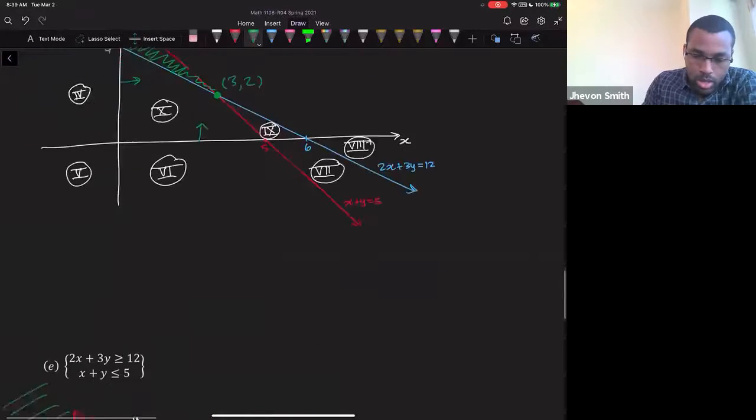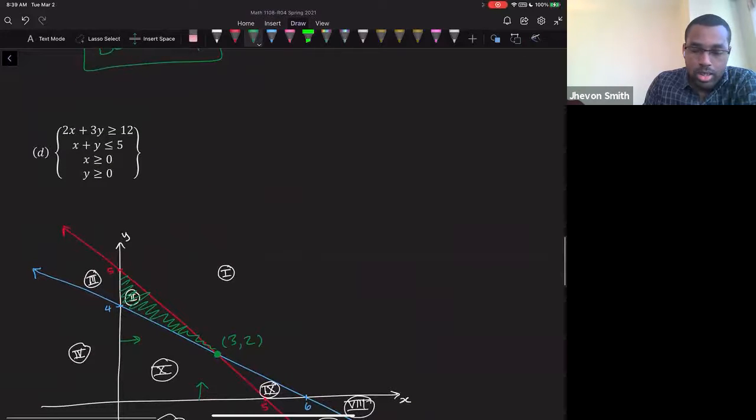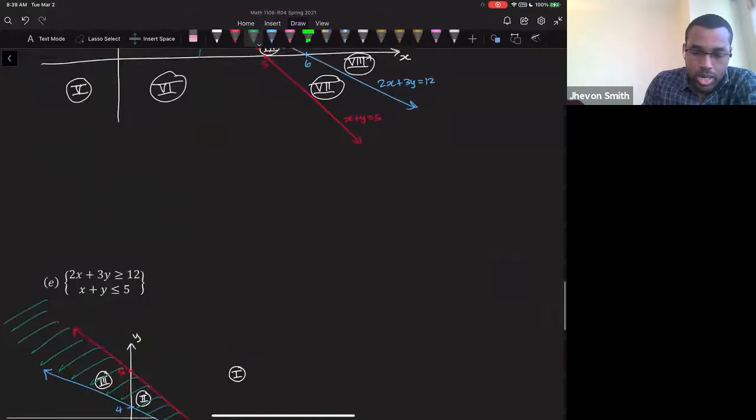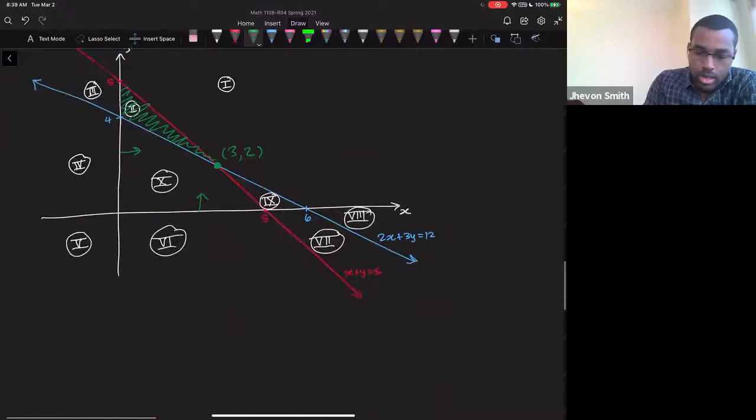So this one was similar to this one. The difference is this one was bounded by x is greater than or equal to 0 and y is greater than or equal to 0. But here, we do not have that boundary. So the y-axis did not stop us from continuing in this case. Right? This one was bounded.